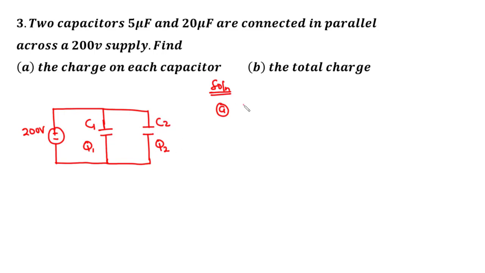Therefore we say that V is equal to V1, that is equal to V2, and that is equal to 200 volts. Now to find the charge on C1 and C2, we have the equation that charge is equal to capacitance times voltage. Therefore we say that Q1 is equal to C1 times V, and Q2 is also equal to C2 times V.